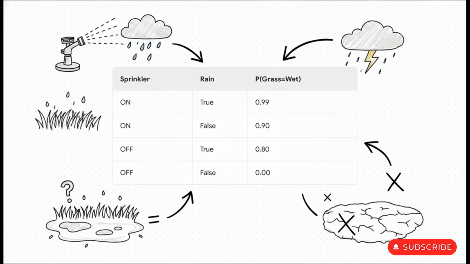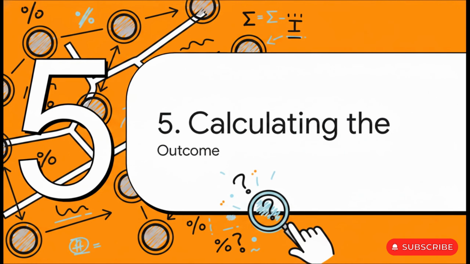See how that works? And now for the final piece of the puzzle, the wet grass. This one depends on 2 things, both the sprinkler and the rain. So our table needs to cover all 4 possible combinations. For example, if the sprinkler is on and it's raining, well, the grass is almost guaranteed to be wet, a 99% probability. But look down at the bottom. If the sprinkler is off and there's no rain, there's a 0% chance the grass is wet, at least according to our model.